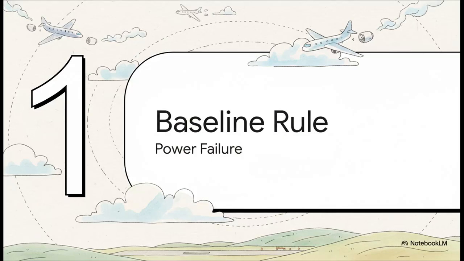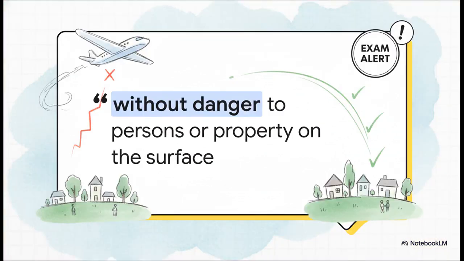Section 1. The baseline rule. Power failure. So before we even look at specific altitudes, numbers, or distances, there is an absolute foundation you need to know. It's the overarching principle for everything else. An aircraft must not be flown below a height that would enable you to make an emergency landing without danger to persons or property on the surface in the event of a power unit failure.